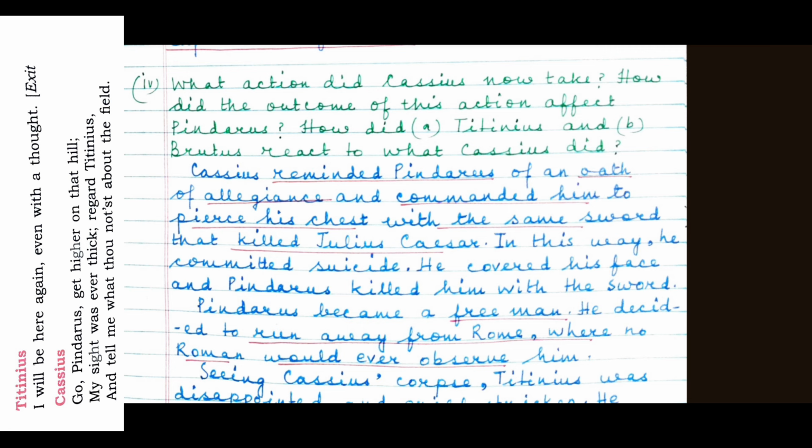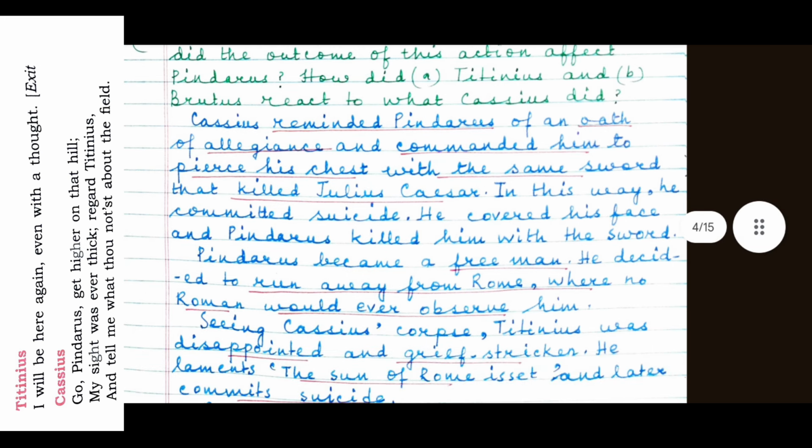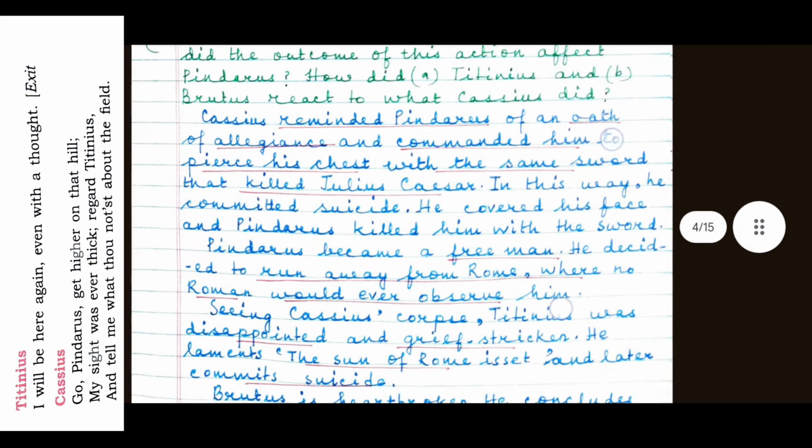And he covered his face, and Pindarus killed him with the sword. How did the outcome of this action affect Pindarus? Pindarus became a free man. The slave Pindarus became a free man. He decided to run away from Rome, where no Roman could ever observe him.